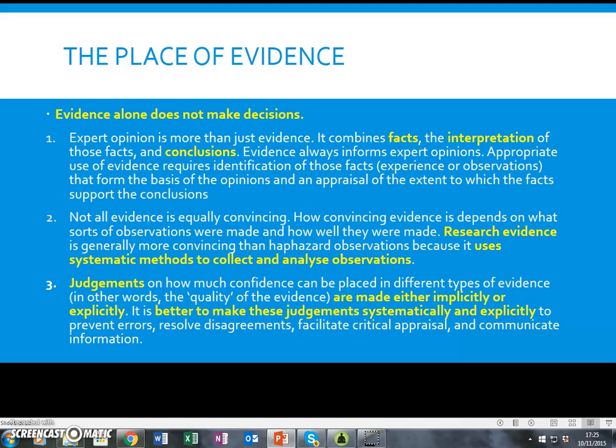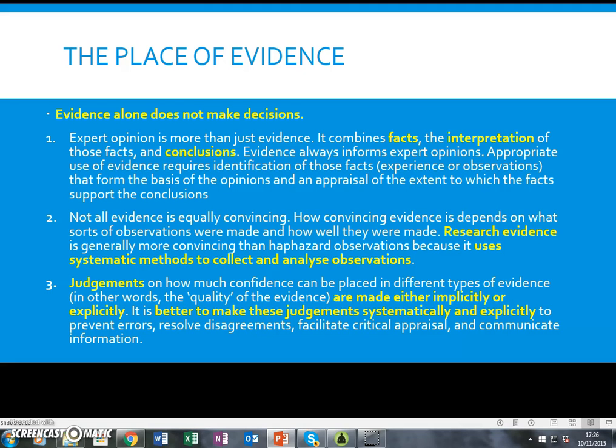We have to bear in mind, though, that evidence alone does not make decisions, that expert opinion is more than just evidence. It's a combination of facts, the interpretation of those facts, and the conclusions drawn from those facts. And that evidence will always inform the expert opinion. And so we need to look at whether the facts that we've identified, whether they be from experience or observations from research, are used appropriately, and that they form the basis of the opinions and an appraisal of the extent to which the facts support the conclusions.